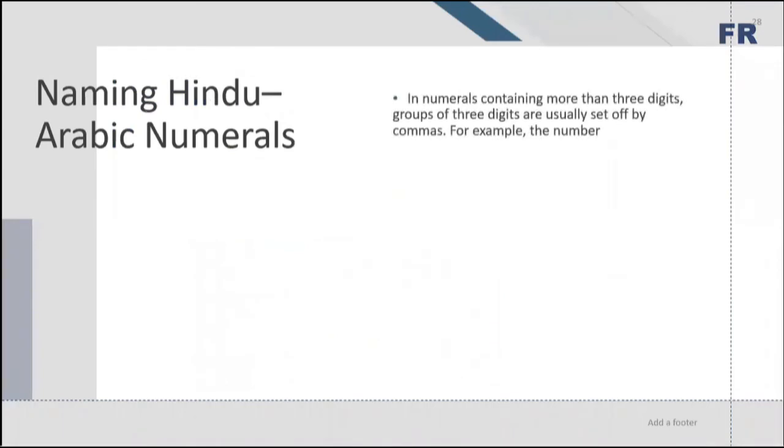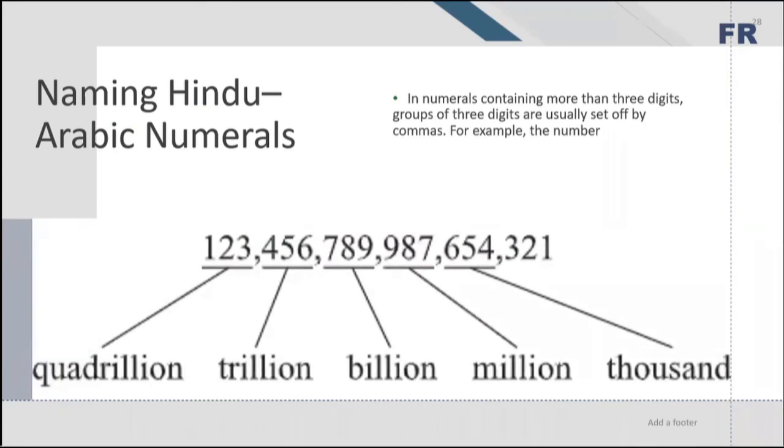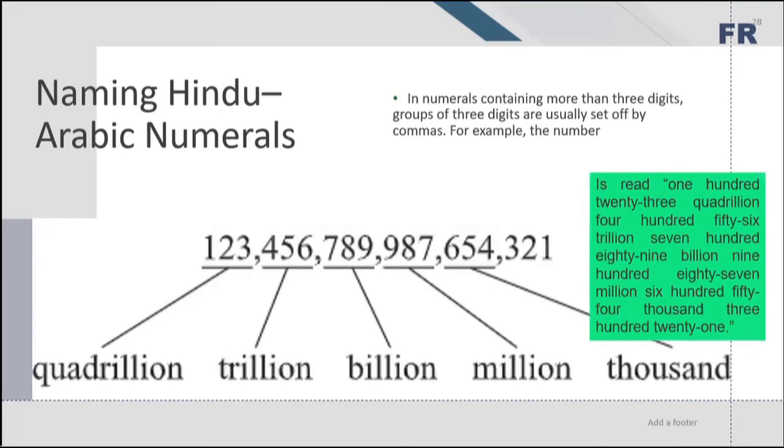In numerals containing more than 3 digits, groups of 3 digits are usually set off by commas. For example, the number 123 quadrillion, 456 trillion, 789 billion, 987,654,321. Okay, so importante sa atin yan, no, yung gumagamit ng commas in every 3 digits. Okay?